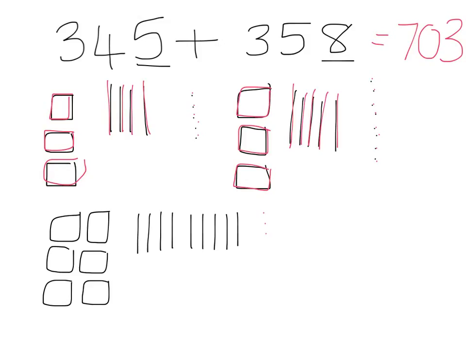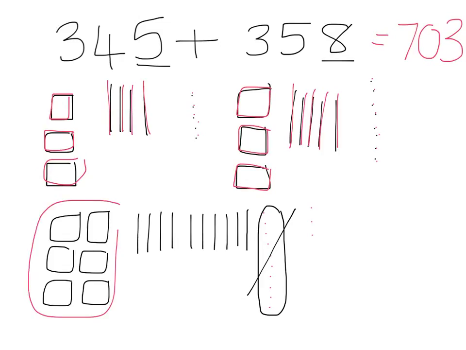1, 2, 3, 4, 5. 1, 2, 3, 4, 5, 6, 7, 8. And this then helps them to understand that the 10 ones can be exchanged for a 10. Here the child can see the answer will be 600, 703.